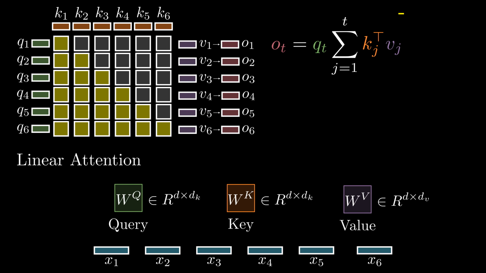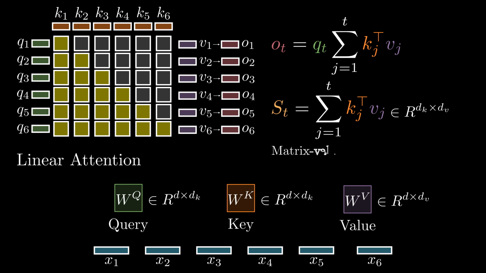Now let's give this summation a name: state matrix St. The state matrix St is formed by summing over rank 1 outer products of the key and value vectors. It has dimension dk by dv. Usually the dimension dv is the same as the dimension dk, typically 128. We refer to the state matrix St as the matrix valued hidden state.